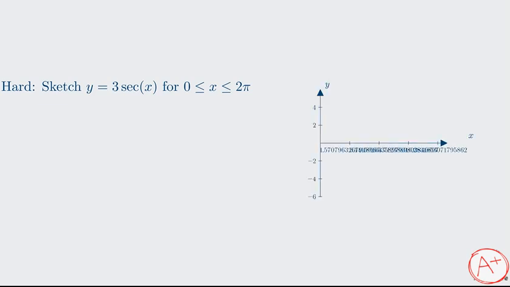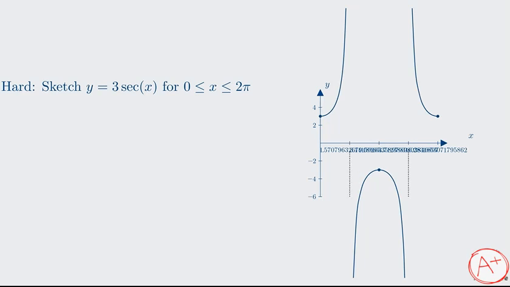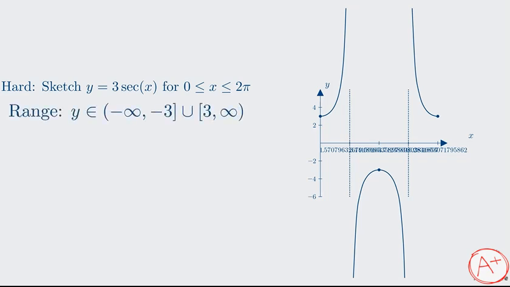For the hard question, we sketch y equals 3 secant x. This is a standard secant graph stretched vertically by a factor of 3. The bottoms of the upper curves are at 3, and the tops of the lower curves are at negative 3. Asymptotes are at x equals pi over 2 and x equals 3 pi over 2. There are no x-intercepts because the range is y is greater than or equal to 3 or y is less than or equal to negative 3.